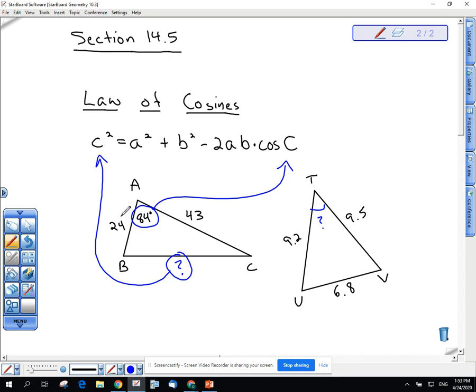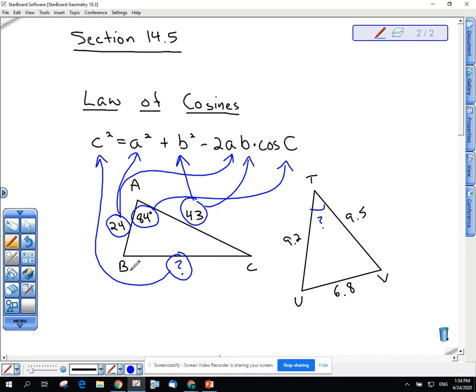The other parts, 24 can go here, 43 could go in here. If you reversed those, it wouldn't be any big deal at all. 24 also needs to go in here where 43 goes in there. But again, if you flip those around, if this is 43 squared plus 24 squared minus 2 times 43 times 28, cosine of 84, or if this is 24 and this is 43, the 84 still needs to go in for C. Okay?